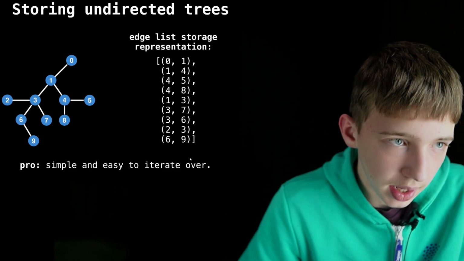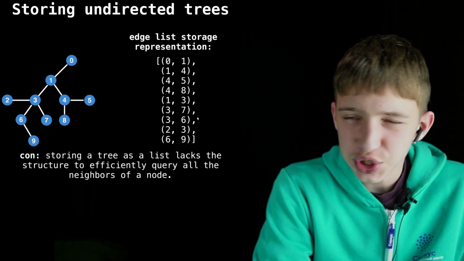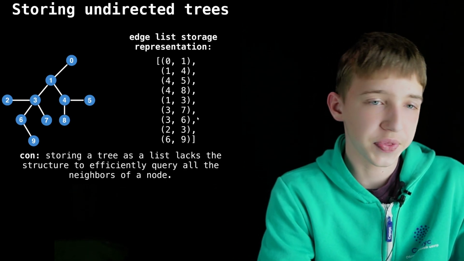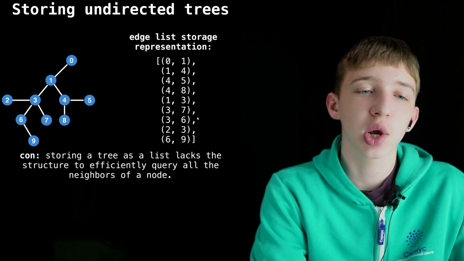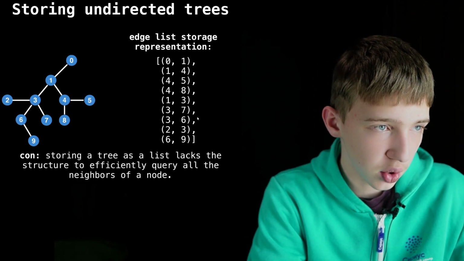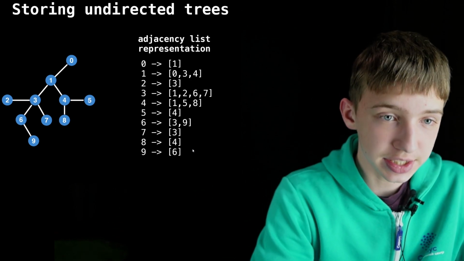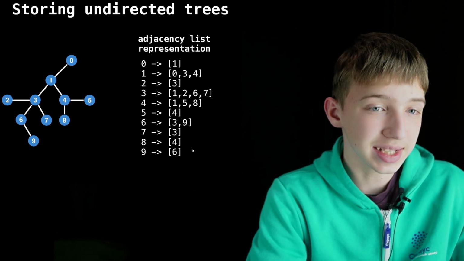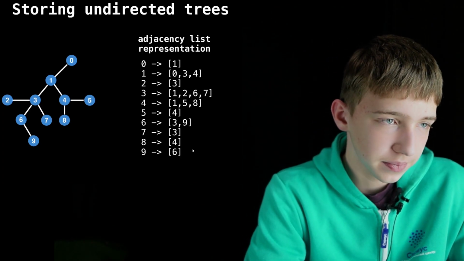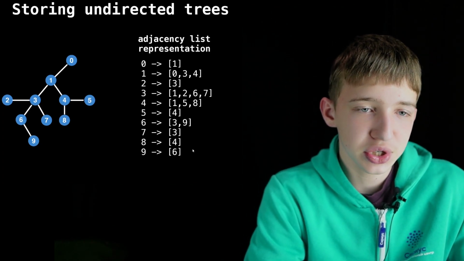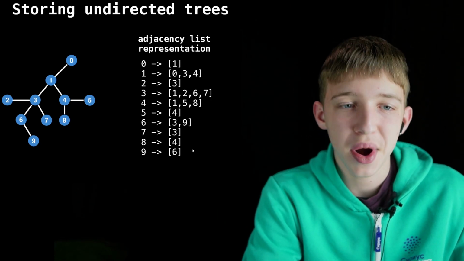But the downside, however, is that storing the tree as a list lacks the structure, so we cannot efficiently query all the neighbors of a node. However, we can do this with an adjacency list. So this is why the adjacency list is usually a more popular decision to store an undirected graph, an undirected tree, to be more accurate.